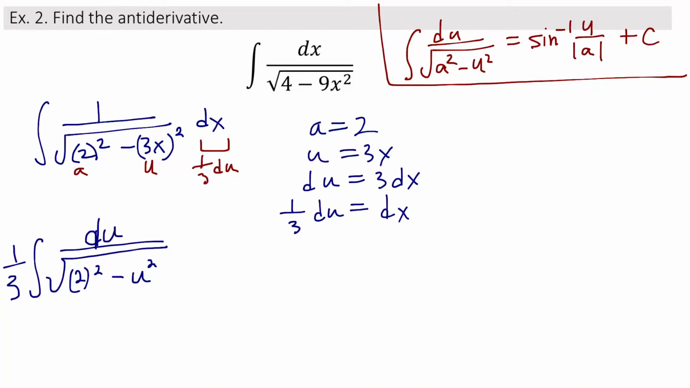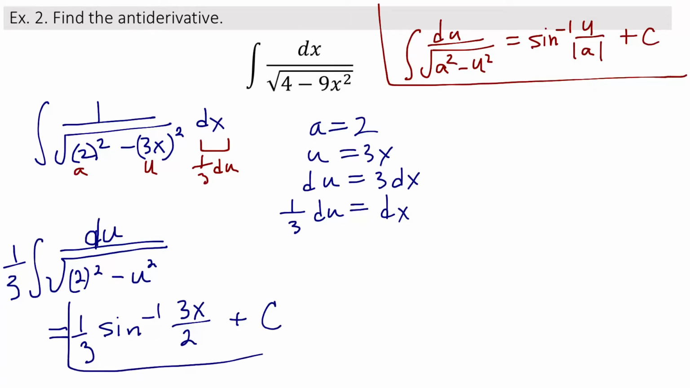And then it's just a question of substituting u and a into the inverse sine. All right, so I've got a 1/3 out front, which I put here. My u is 3x. My a is 2. And then I have my plus c. All right, so this would be what I'm looking for here.